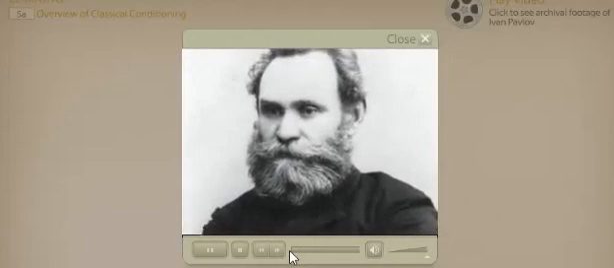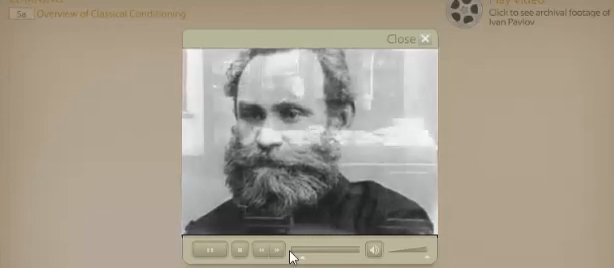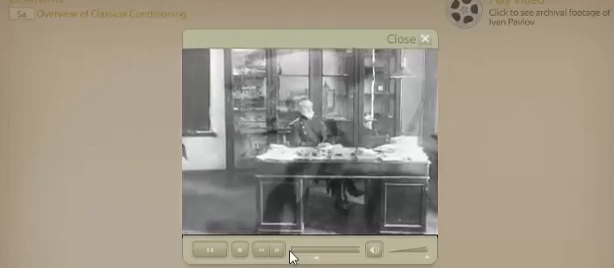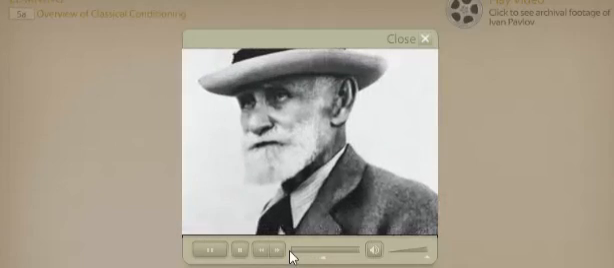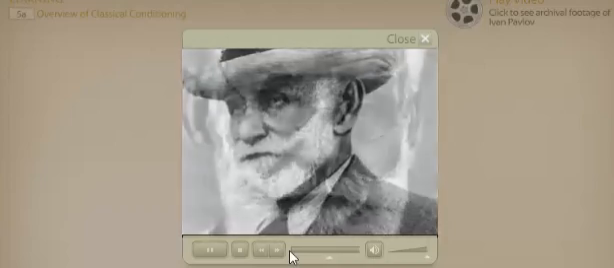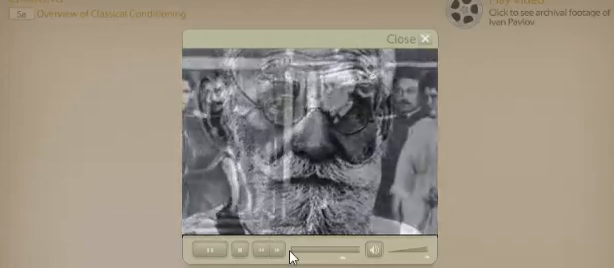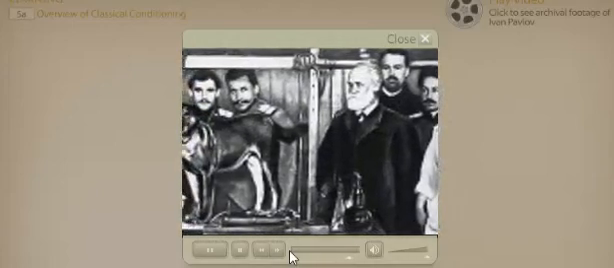Born in 1849, Ivan Pavlov spent the vast majority of his life in St. Petersburg, Russia. After conducting prize-winning research on digestion, he did groundbreaking work on associative learning. His work led to the discovery of the conditioned reflex.